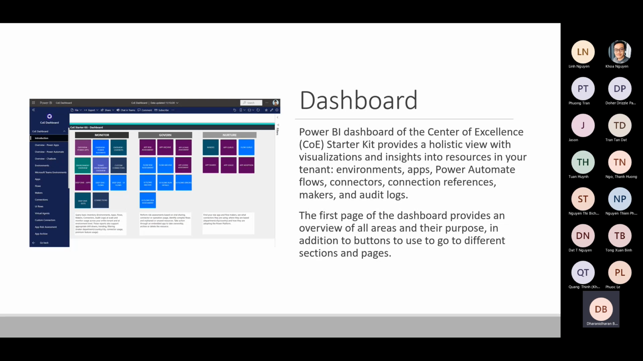So this is the first page of this dashboard. It will provide an overview of all the areas and their purposes, in addition to buttons to go to the different section pages. For example, if you want to know more about the custom connectors and monitor them, if you click on that, you will be able to navigate to that place and see what custom connectors you have, who created them, when they were modified, and whether they are premium or standard. All those things would be listed in one particular area in this COE dashboard. This will have all the details.